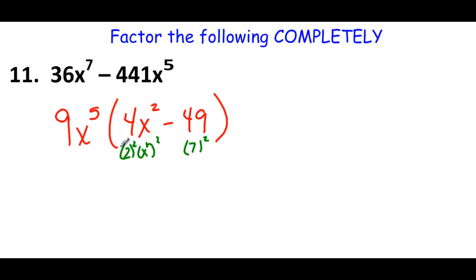And because I was able to break everything down, I know this is a difference of 2 squares. You always have to keep your first factor. Again, you can't lose anything. My difference of 2 squares is going to factor down to 2 parentheses.